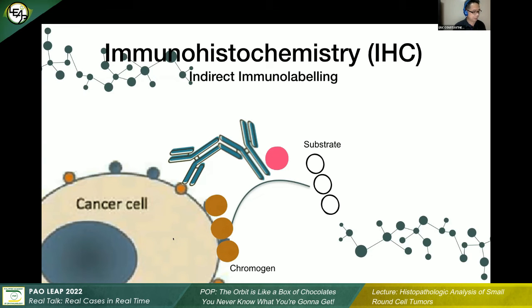Okay, so this will only happen if there's actually a tumor antigen present on the cell that interacted with the primary antibody. Kasi kung walang nag-bind dito, there will be no enzyme-substrate interaction that will follow. And so you will see that this chromogen will stain the tissues and they will look like something like this.